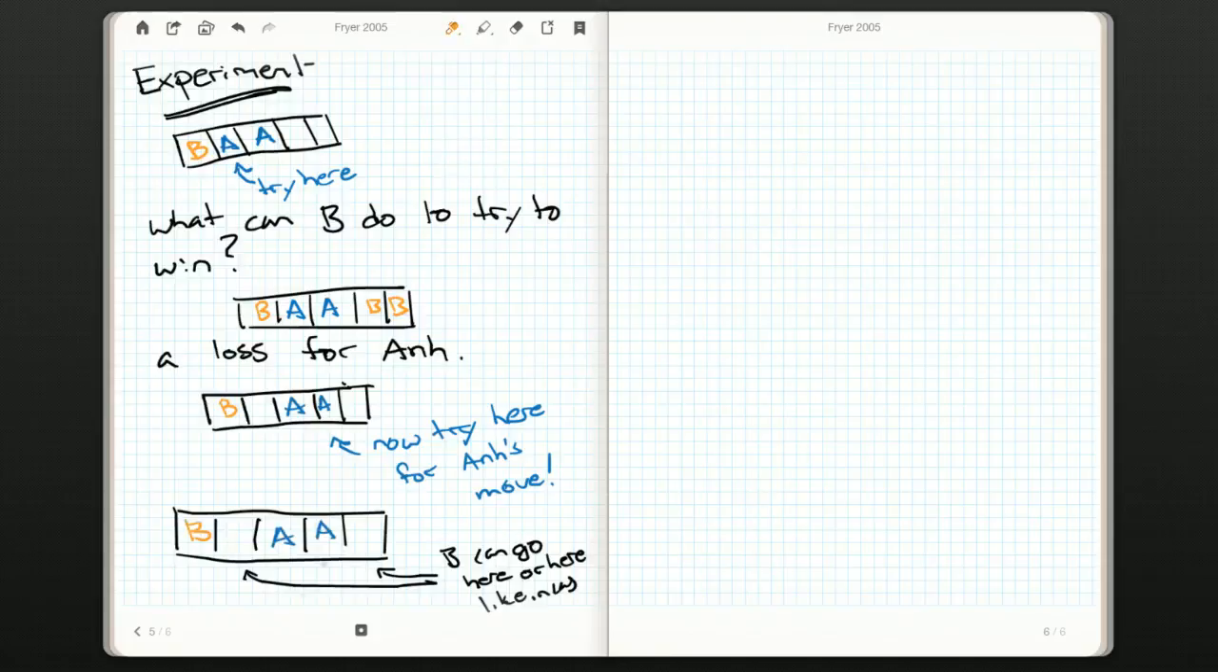Okay. And this is very similar to question A. B can go here, but then A will go here. Or B can go here, and then A will go here. So I think we've stumbled across a win, but we just need to explain it.